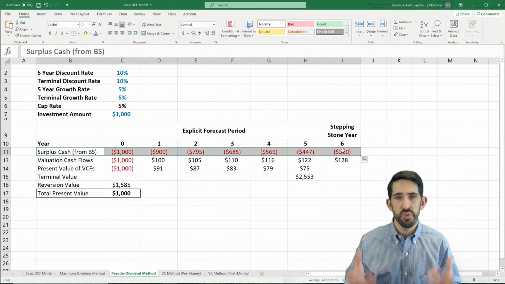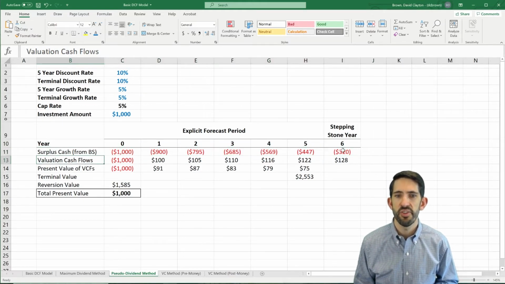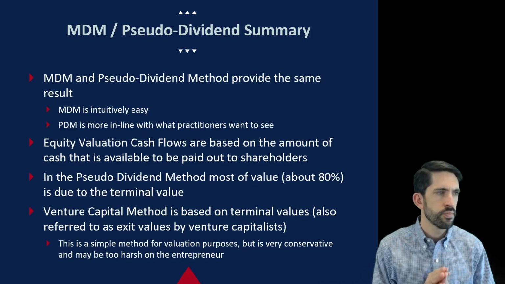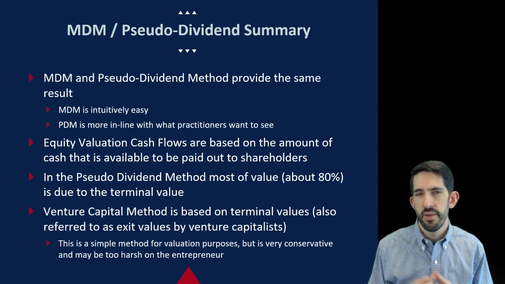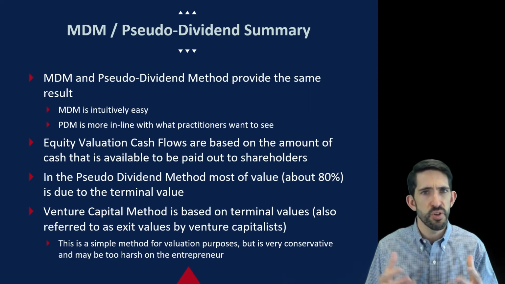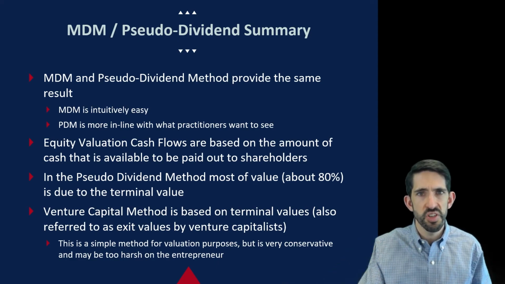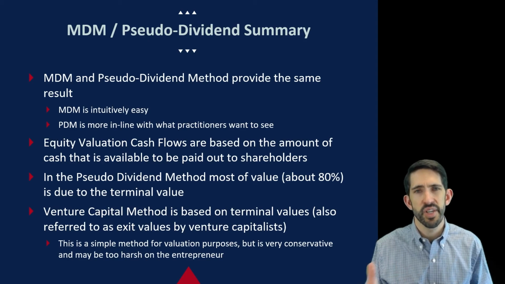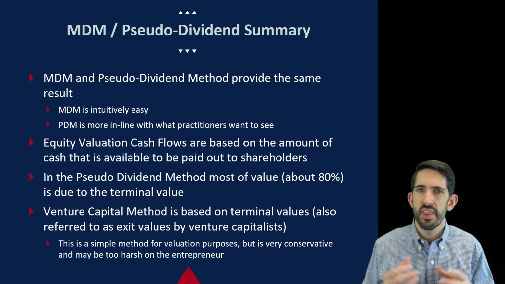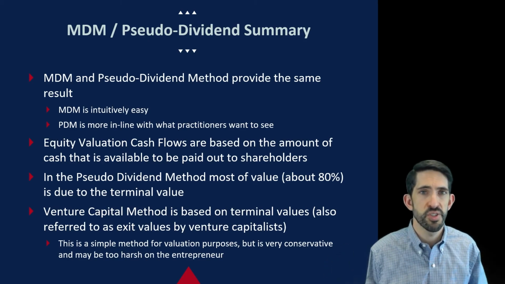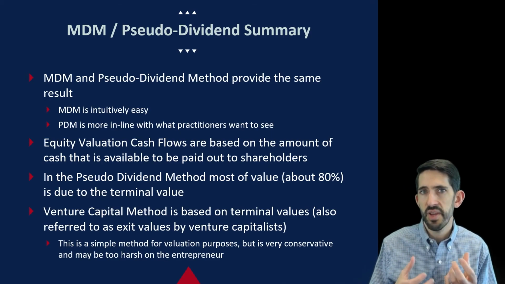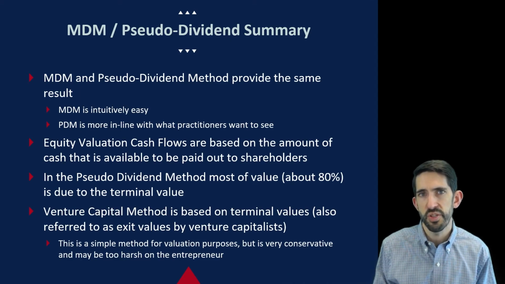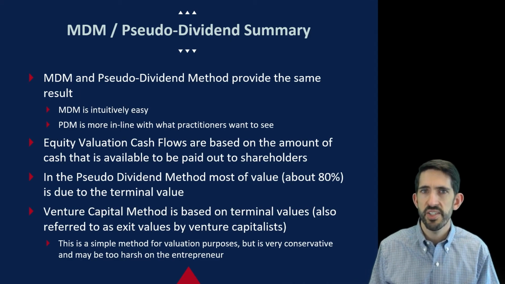We don't have to explicitly forecast dividends, and we can ultimately get the same answer back out. So to summarize, the maximum dividend method and pseudo dividend methods are going to give us the same answers. Maximum dividend method is conceptually or intuitively easy. We can think about the actual dividends that would be coming out from the company. But again, that's not really very realistic. The pseudo dividend method is more what practitioners expect to see, right? You have reasonable looking financial statements, and we get the same cash flows that we can use for valuation purposes. So we get to the same answer either way.